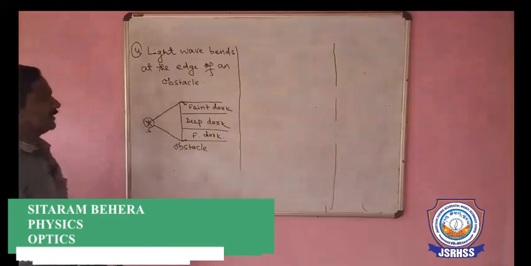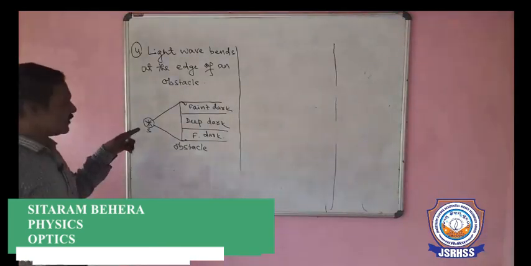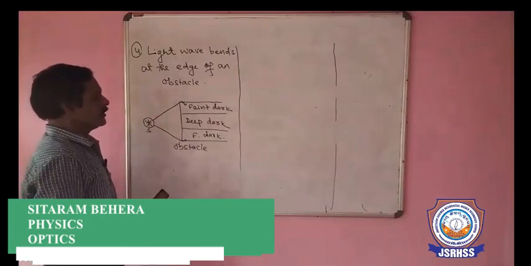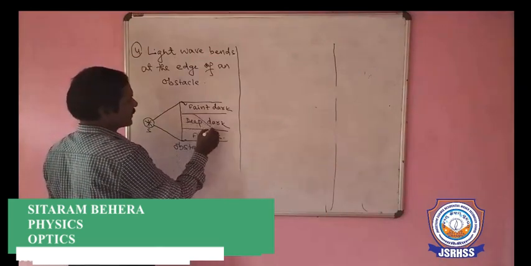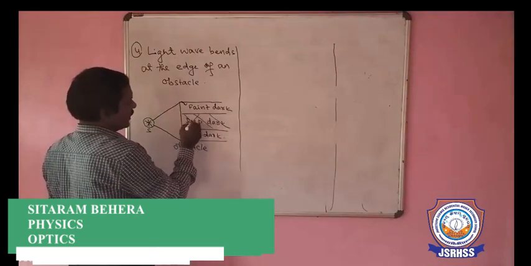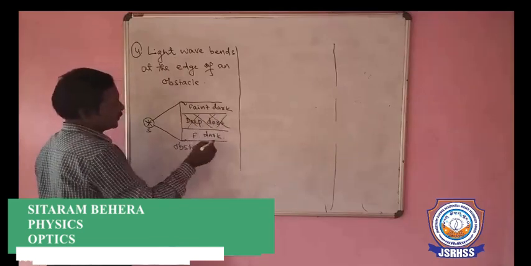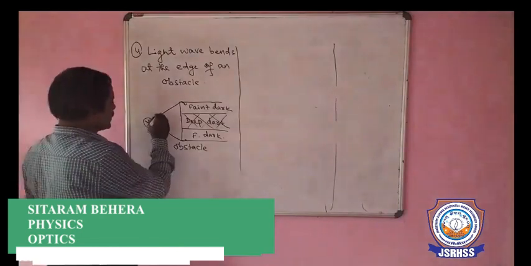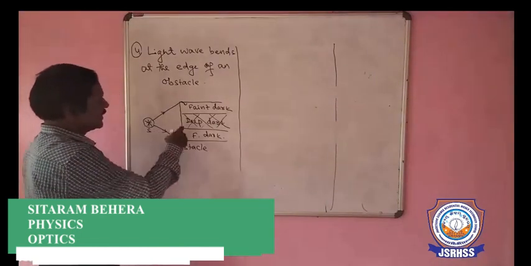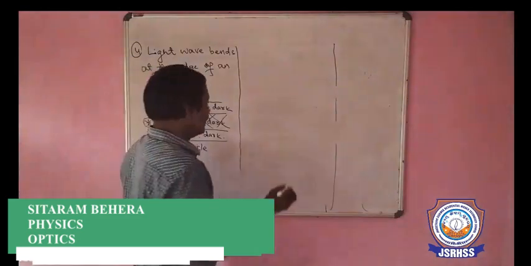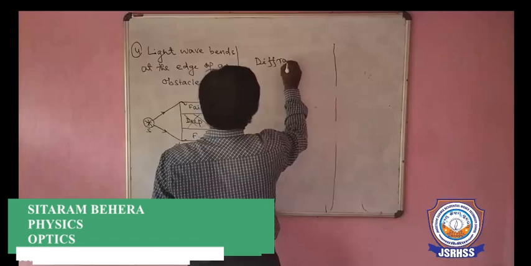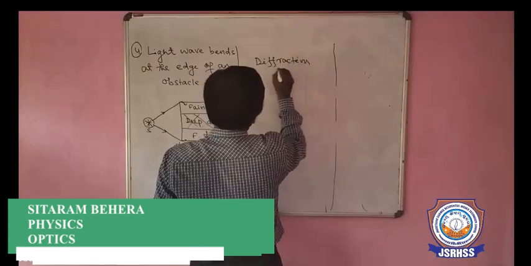That means some light ray is falling in the peripheral region. So the middle portion is deep dark, but the peripheral portion is faint dark. So it is suggested that light bends at the edge of an obstacle, and this phenomenon is known as diffraction.